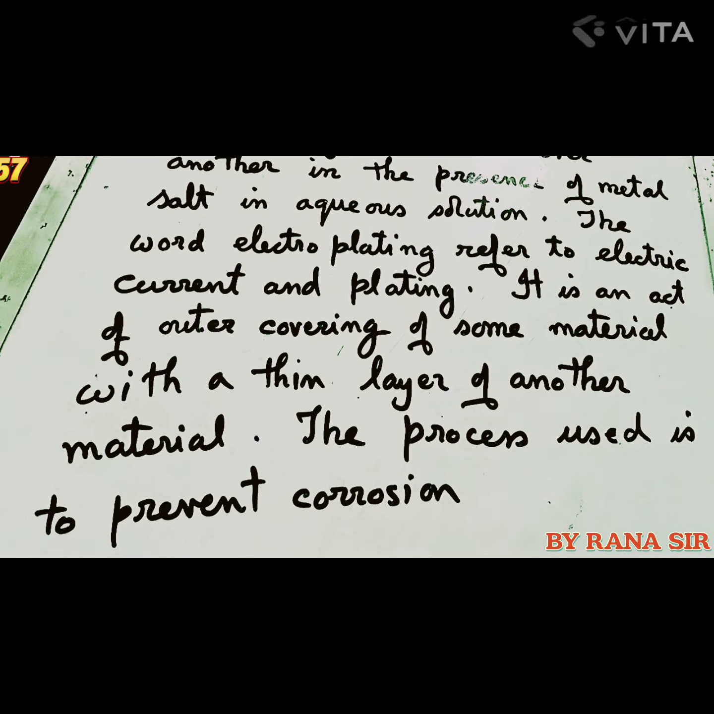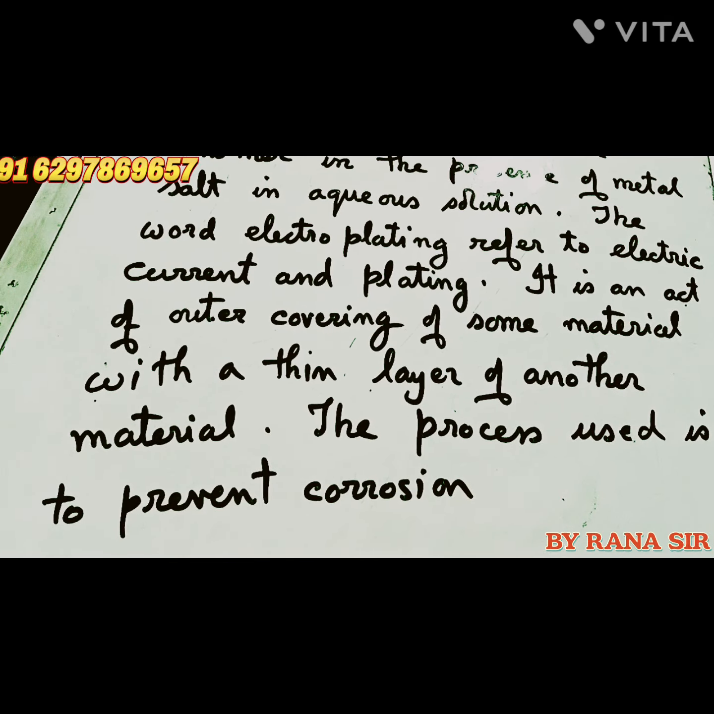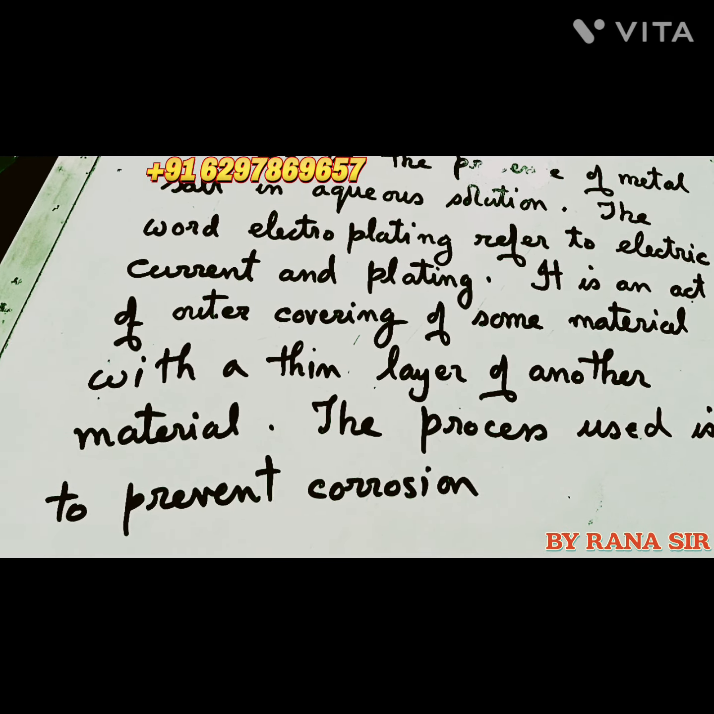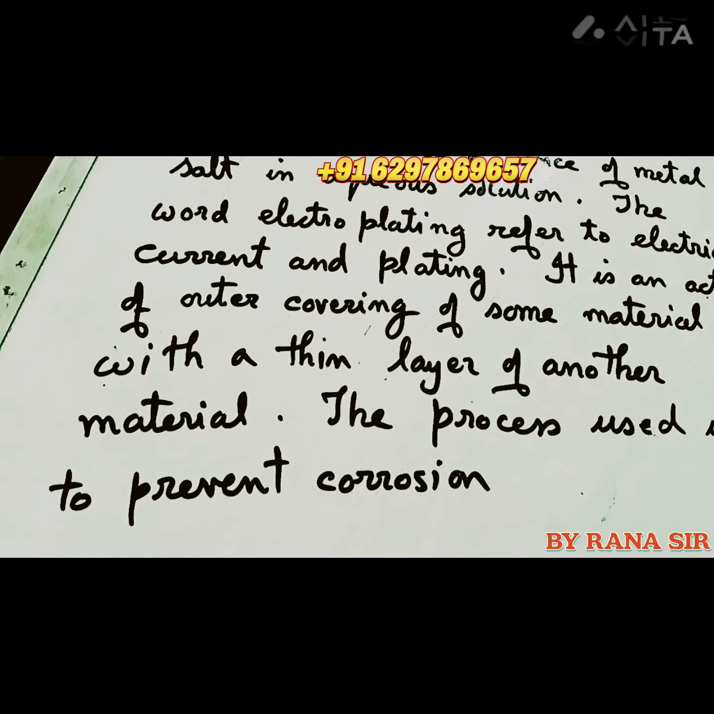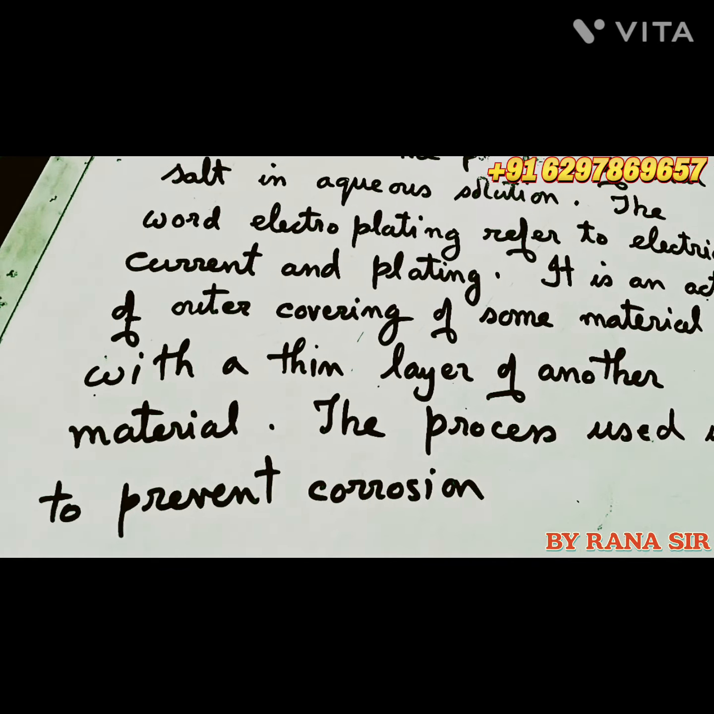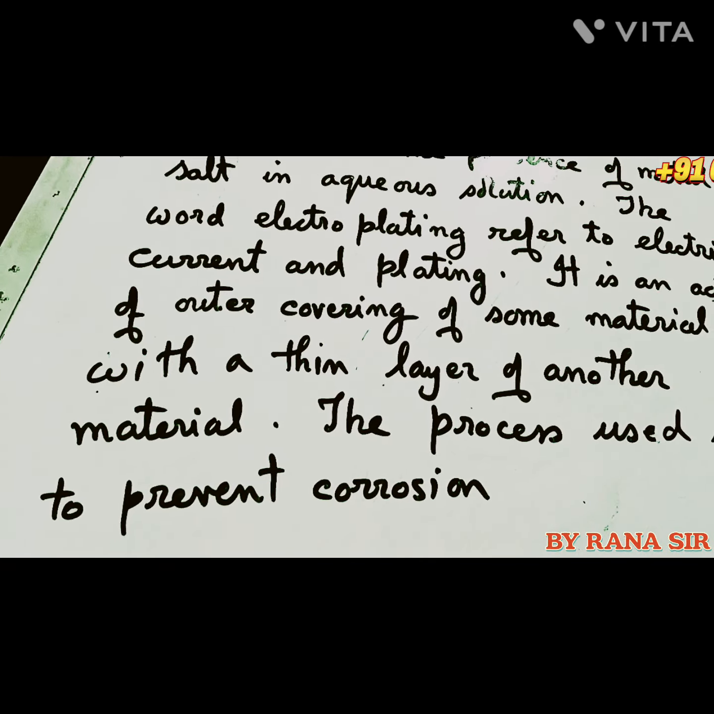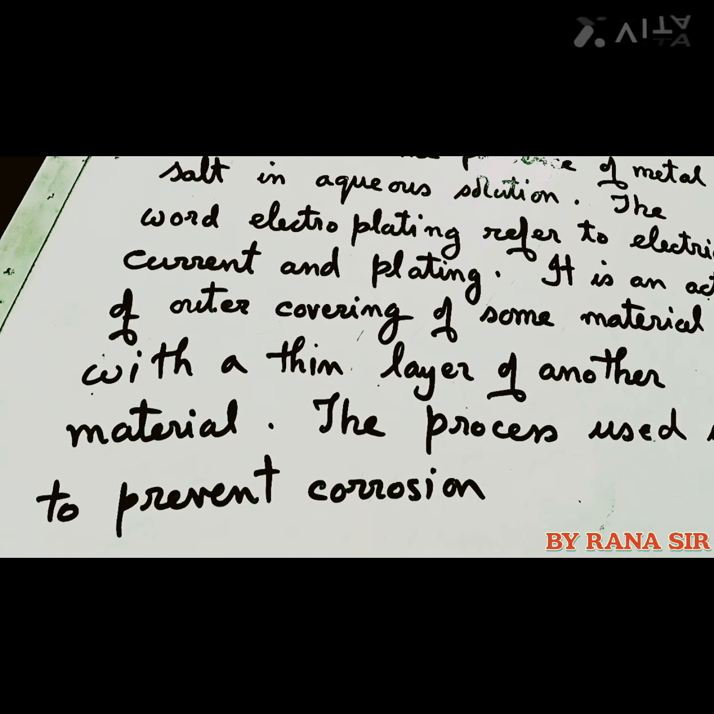The process is to prevent corrosion. For example, iron is a metal. It is coated with chromium. So if iron is coated with chromium, then it is called electroplating.